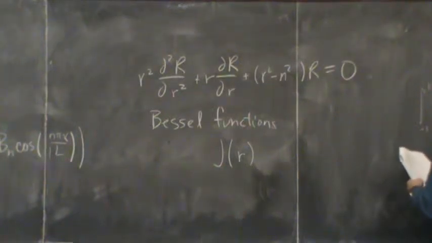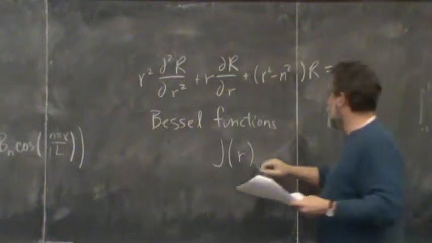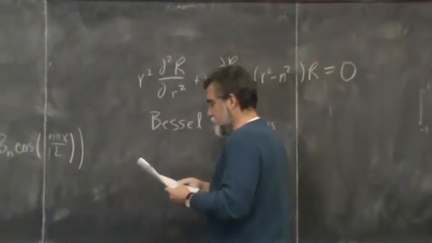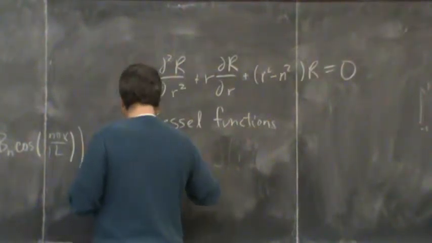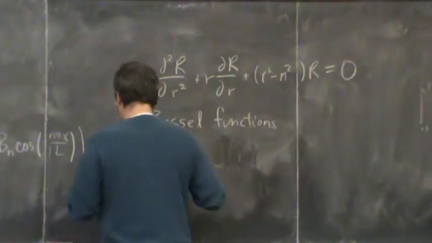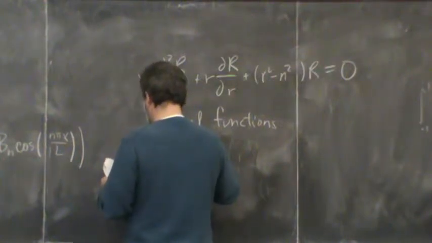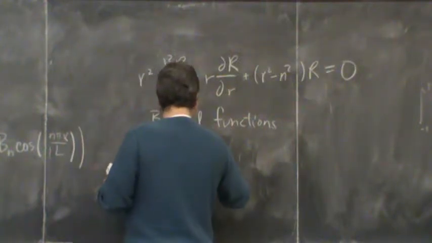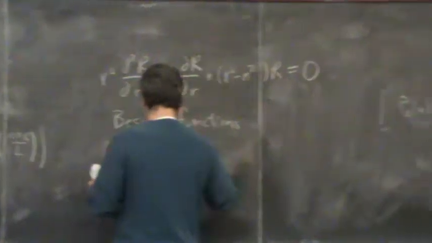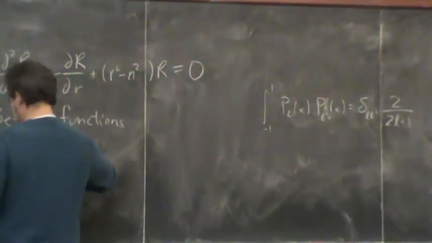The integral of P sub l prime of x times P sub l of x is delta l l prime times a normalization. And over here, actually, I might as well write down the Bessel function relationship: the integral from 0 to 1 of r J sub n times J sub n.